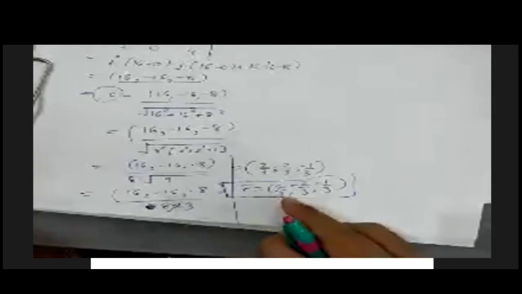Once again, let me revise. We are finding the cross product. By the cross product, we get one direction. Now in that direction, let's find the unit vector. So this is the C which is perpendicular to both, and the magnitude of C is equal to 1.